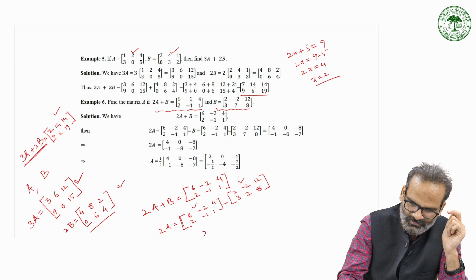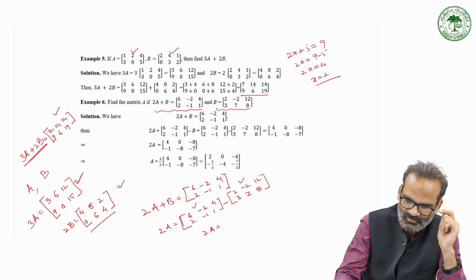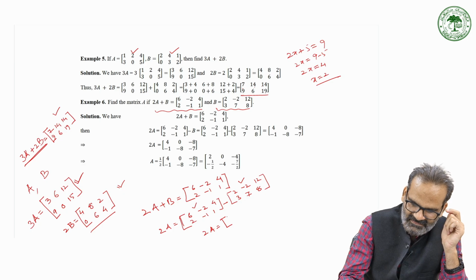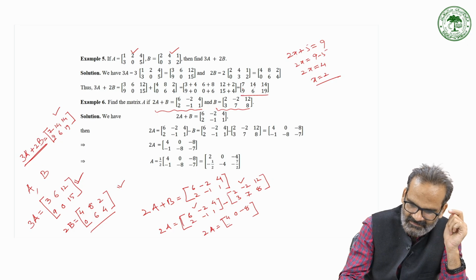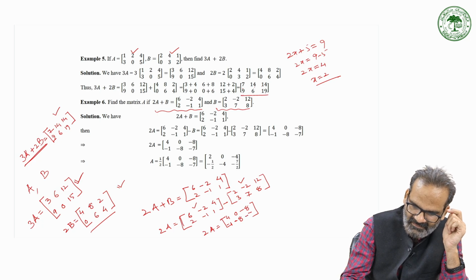The order of this and this matrices are same. So what is the value of 2a? 2a will come out to be 6 minus 2, that is 4, minus 2 and minus minus plus, that is 0, 4 minus 12, that is minus 8, right? Row 2: 2 minus 3, that is minus 1, minus 1 minus 7, that is minus 8, right? And 1 minus 8, that is minus 7, right?